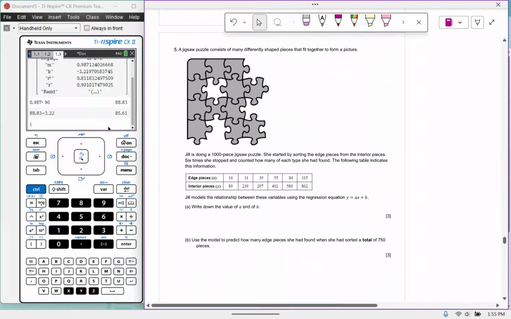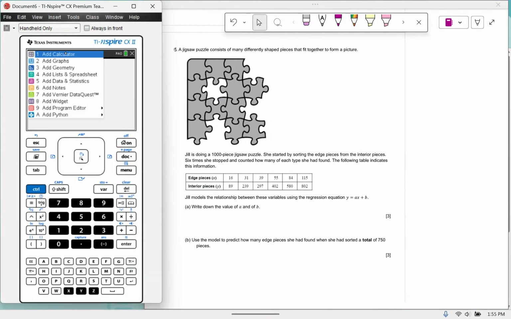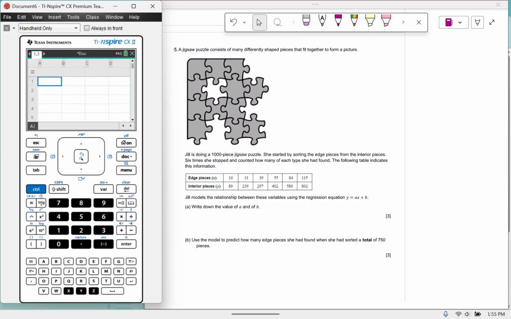All right, here we go. We're at 6. I'm going to clear out all my stuff because this looks confusing. A jigsaw puzzle consists of many differently shaped pieces that fit together to form a picture. Jill is doing a 1,000-piece jigsaw puzzle. She started by sorting the edge pieces from the interior pieces.